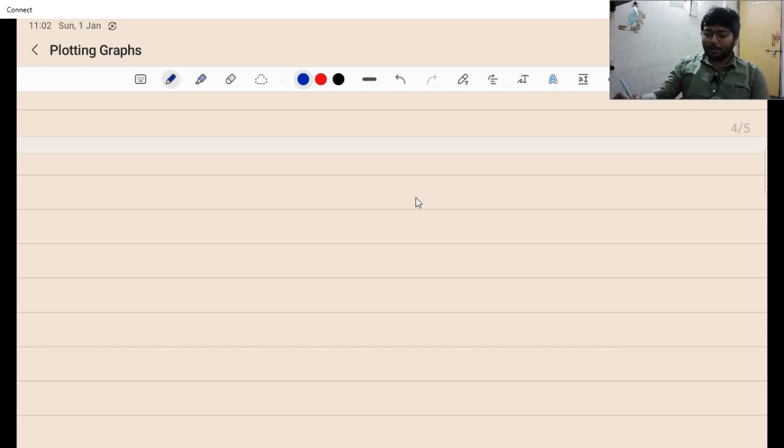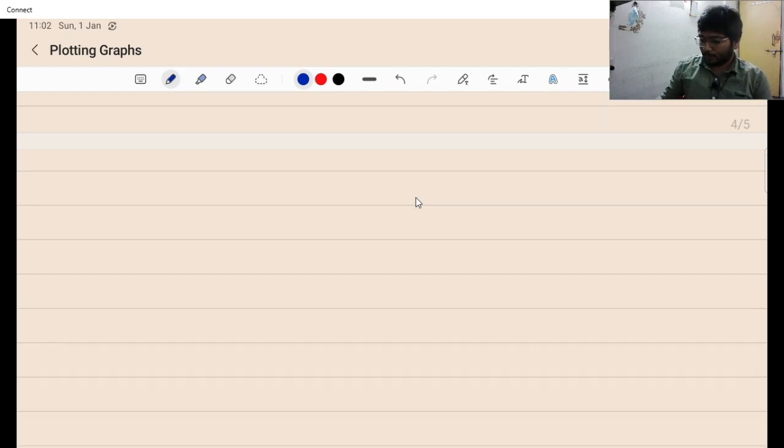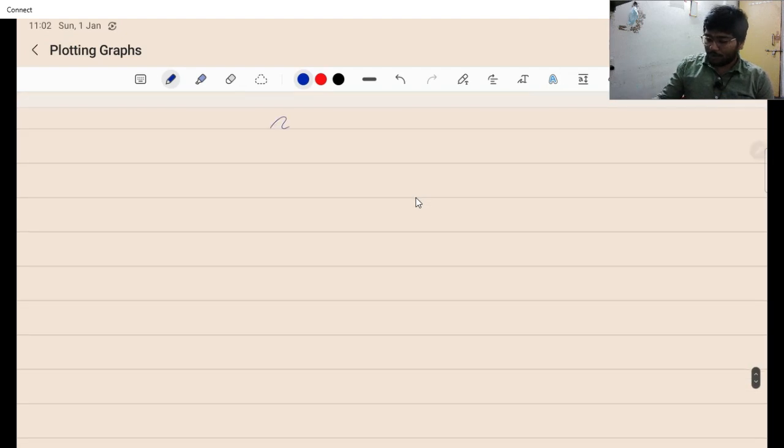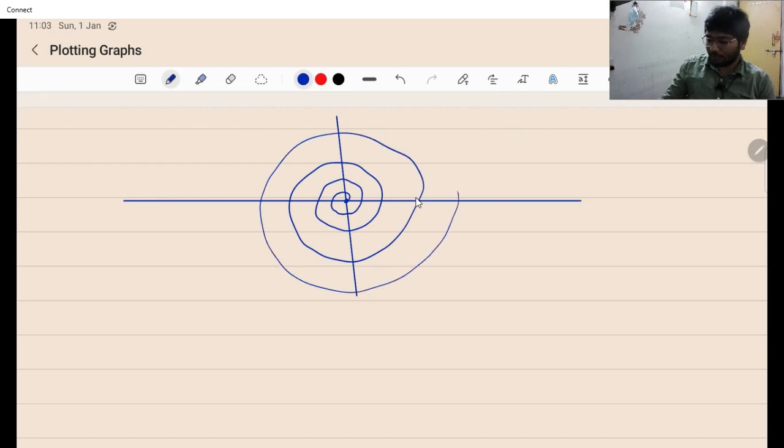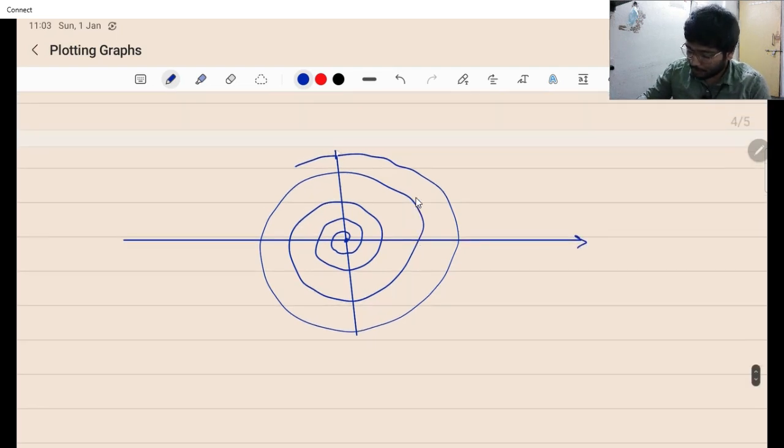So let me first tell you how a spiral looks. Here I am just drawing a graph which can give you an idea of what a spiral is. So a spiral is something like this, a graph which looks like this. This is not a general spiral, it is a particular case.